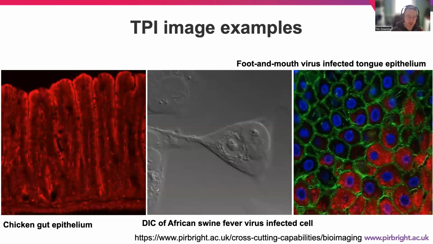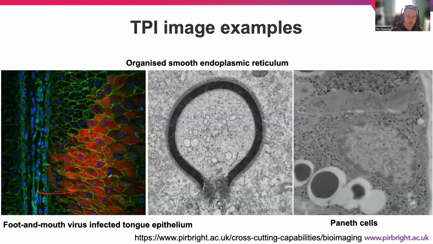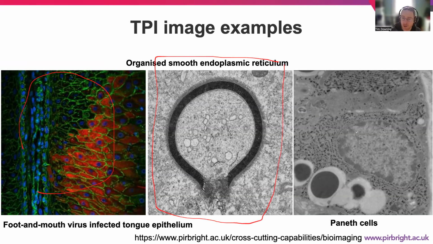There are other examples here of chicken gut epithelium. We also have an African swine fever infected cell. And then on our right, we have foot and mouth disease virus and infected tongue epithelium. There's more of the same tongue epithelium here as well. And we also see over here smooth endoplasmic reticulum in this very, very high resolution microscopy image here in the middle. And then we also have plant cells over here on the right too.